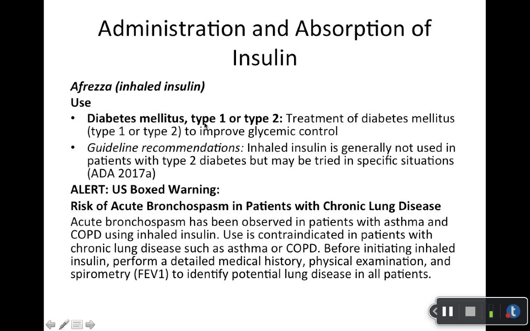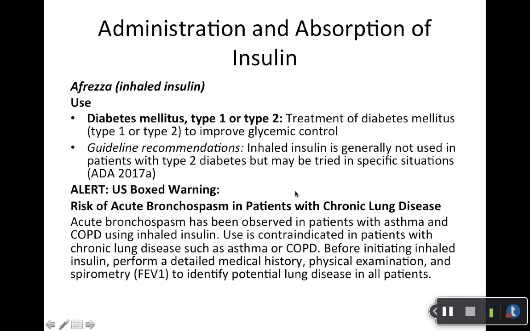I put the brand name there just because I think it'll be easier to remember. This can be used for type 1 or type 2, but it's typically reserved for type 1. The ADA, American Diabetes Association, from 2017 doesn't recommend it for type 2 diabetics in general. And really, like the previous product that was withdrawn, they're not very popular. They haven't really taken off. And by the way, Afrezza came out in 2014.